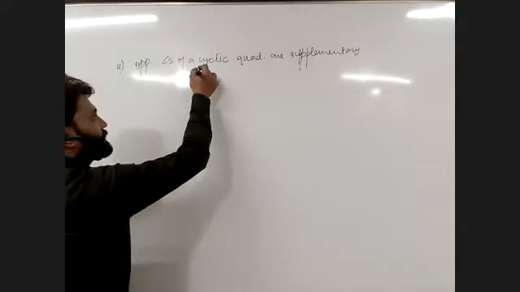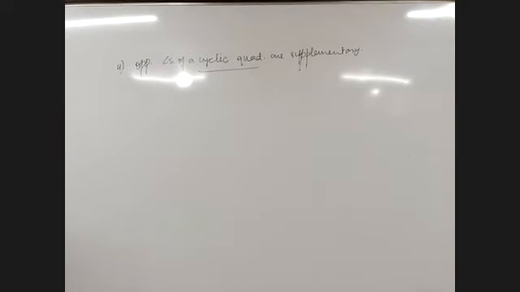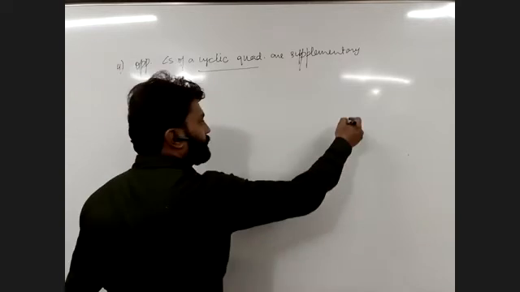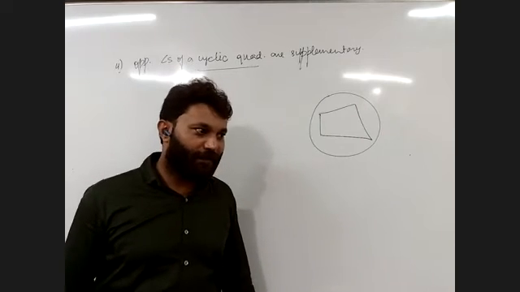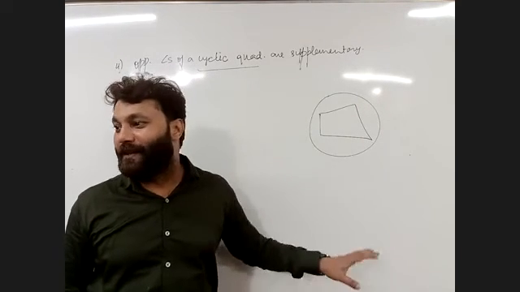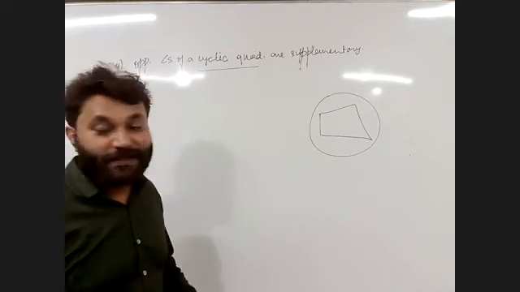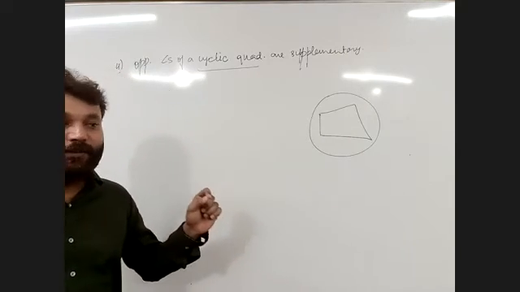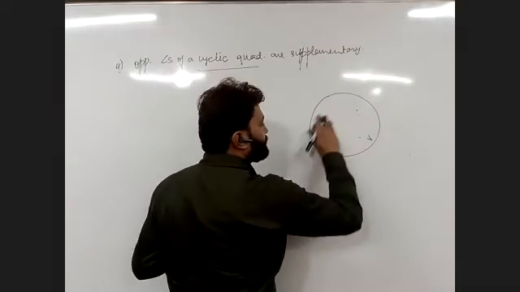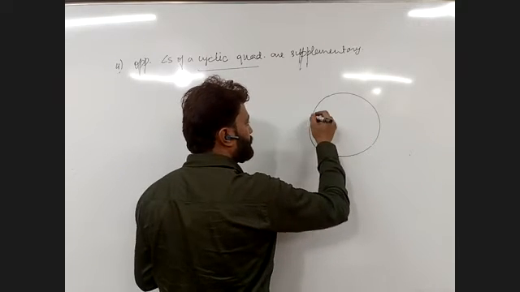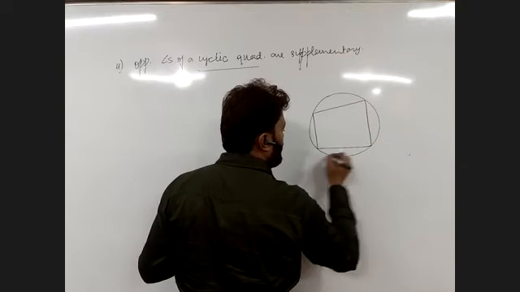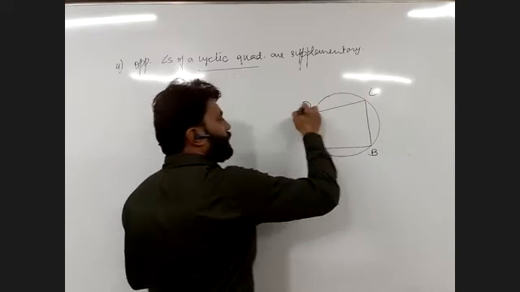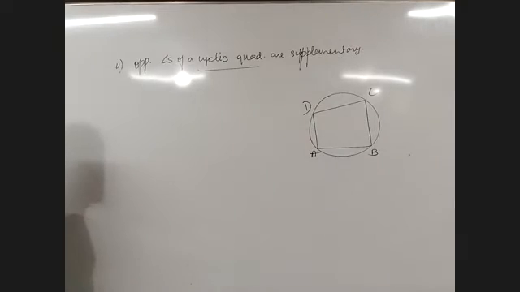So first we need to understand what is a cyclic quadrilateral. A cyclic quadrilateral is the one whose four vertices lie on the circumference of a circle. Like this. Right? Understood? No, this is completely wrong. This is not a cyclic quadrilateral. As I said, the four vertices must lie on the circumference of a circle.